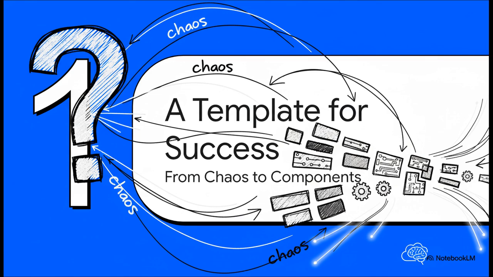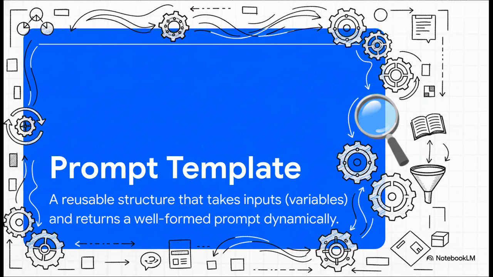Okay, so how do we actually make that shift? Well, we start by turning that chaos into clean, structured components. And this is where the whole idea of the prompt template comes into play. A prompt template is pretty much exactly what it sounds like. It's a predefined structure for your prompt. So instead of a static, unchanging block of text, it's more like a blueprint. It has placeholders or variables that you can fill in on the fly with your data. This is what makes your prompts super flexible and reusable all across your application.